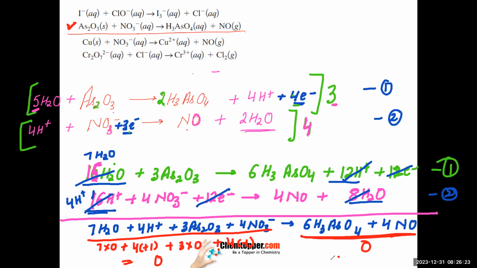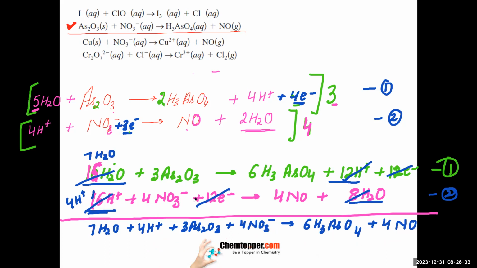And this solution is acidic. You can make it basic also by adding 4OH minus on both the sides, right? Add 4OH minus on both sides and the solution will become basic.